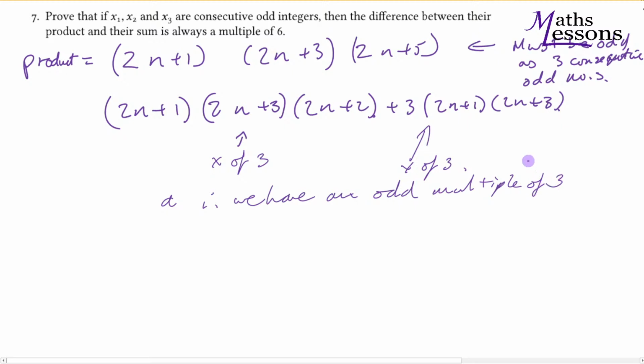Now we can have odd and even multiples of 3. An odd multiple of 3 would be 3, 9, and so on. And an even multiple of 3 would be 6, 12, and so on. So just bear that in mind as we carry on through the question.